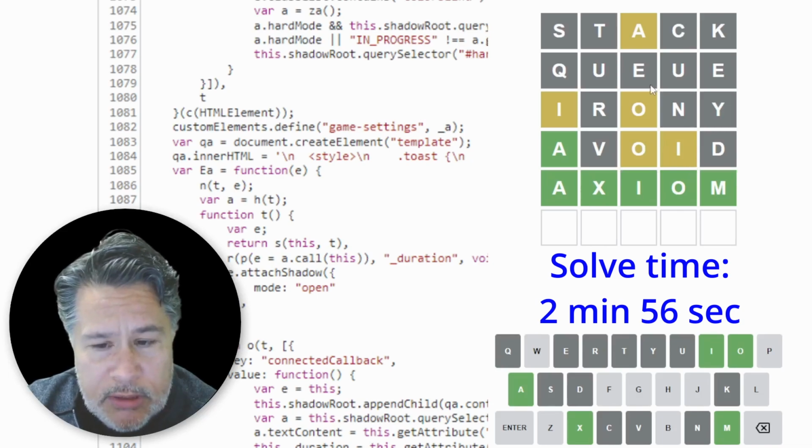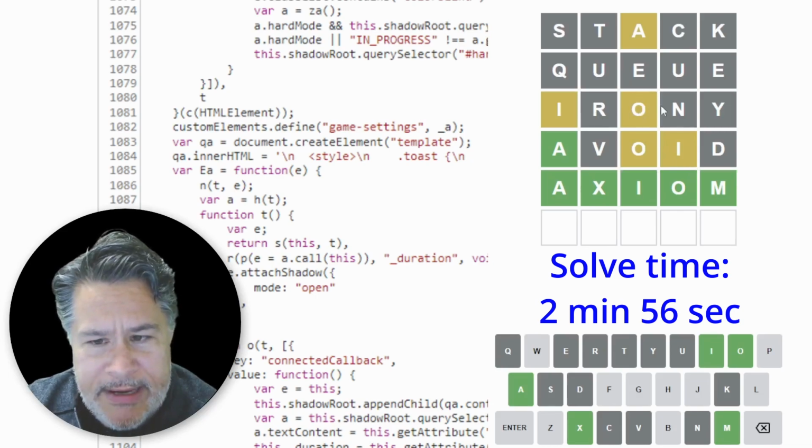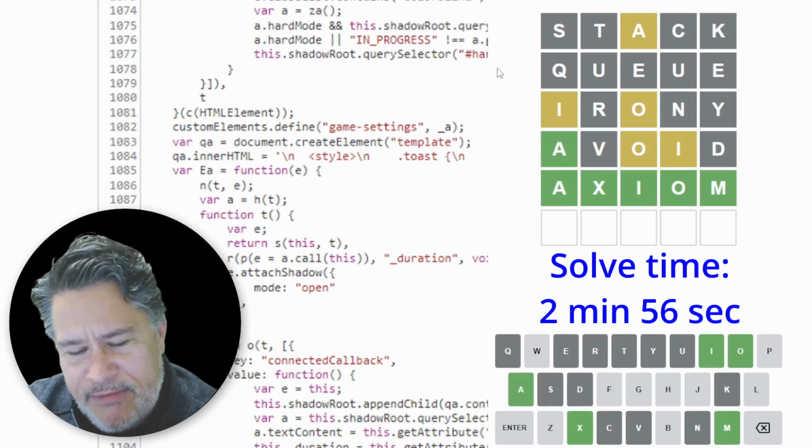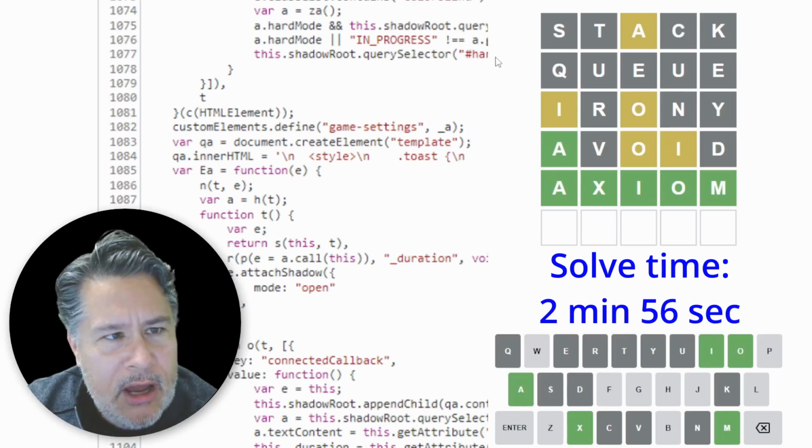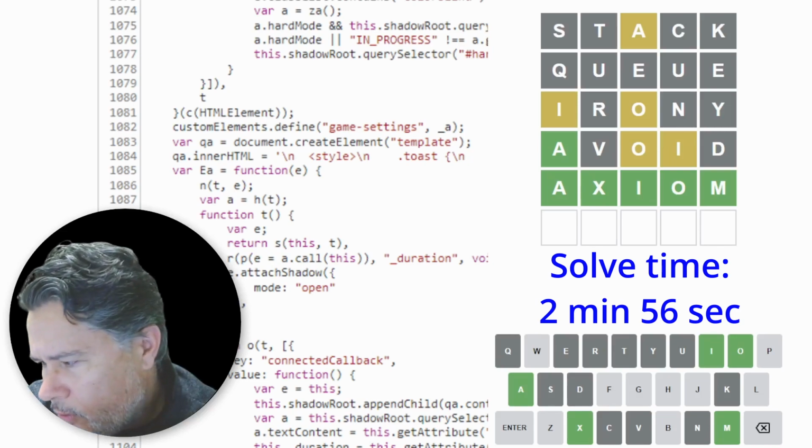We'll find out, of course. But darn it, that's very upsetting. All right, let's just go to Scoredle. Stack, Q, irony, avoid, axiom, right?